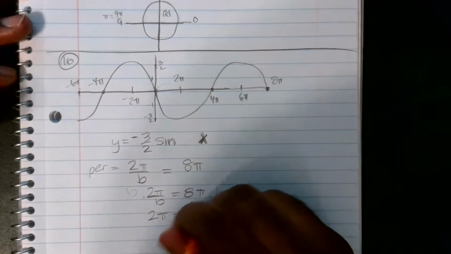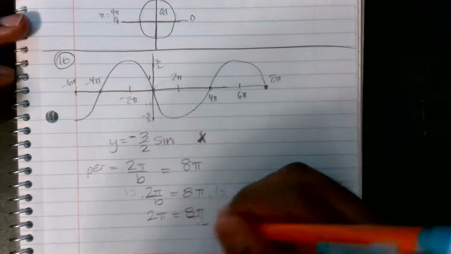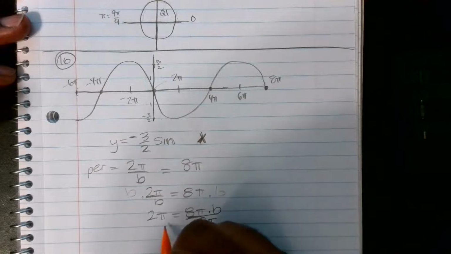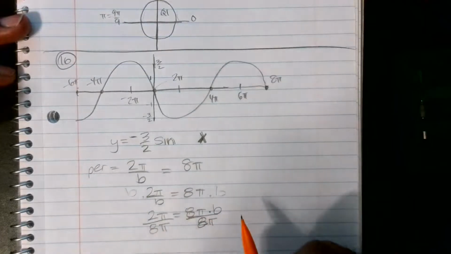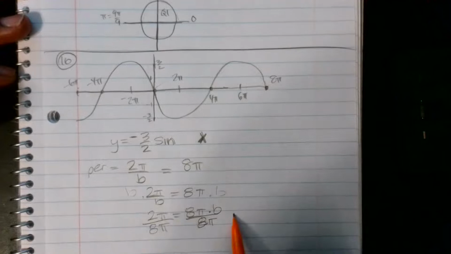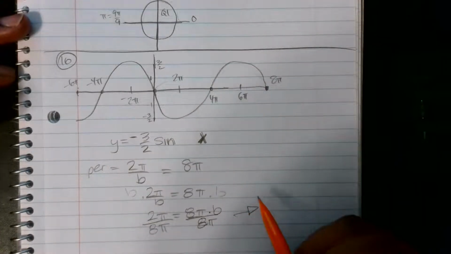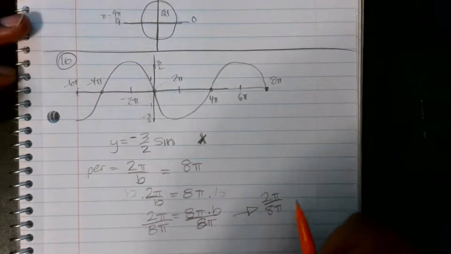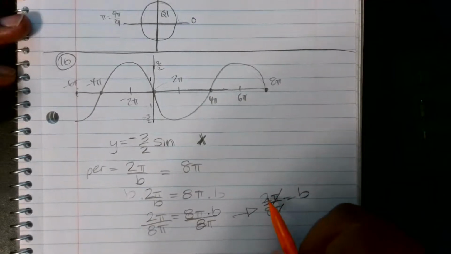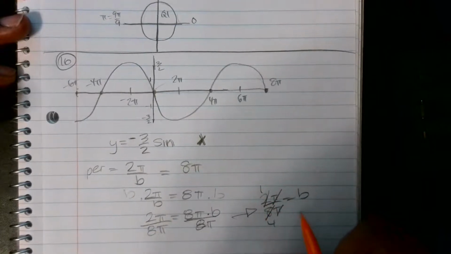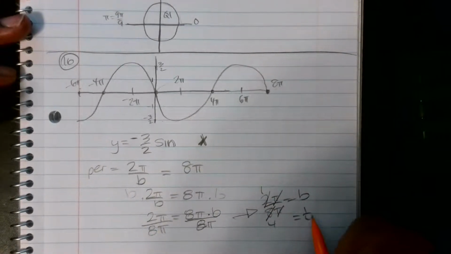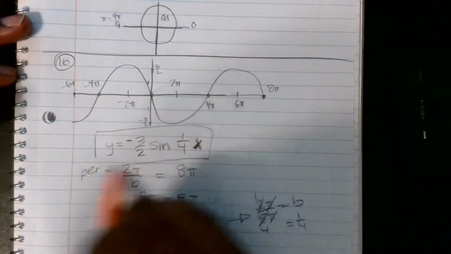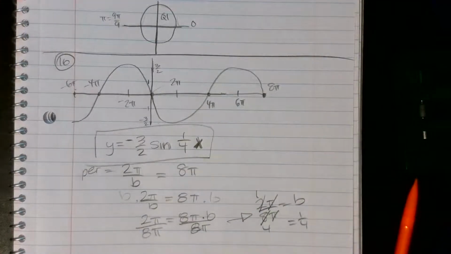So 2 pi is equal to 8 pi times b. We divide by 8 pi because we want the b by itself. So 2 pi over 8 pi is equal to b. Pi's cancel, and 2 over 8 is 1 over 4. So b is equal to 1/4. So for this function, y is equal to negative 3/2 sine of 1/4 x.